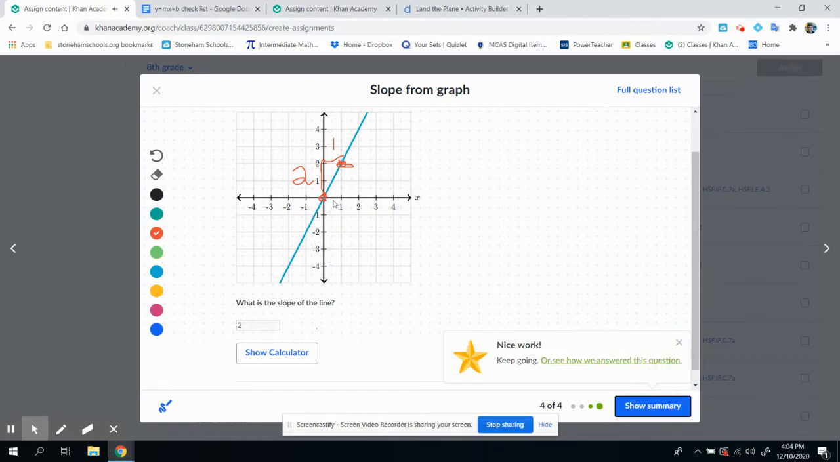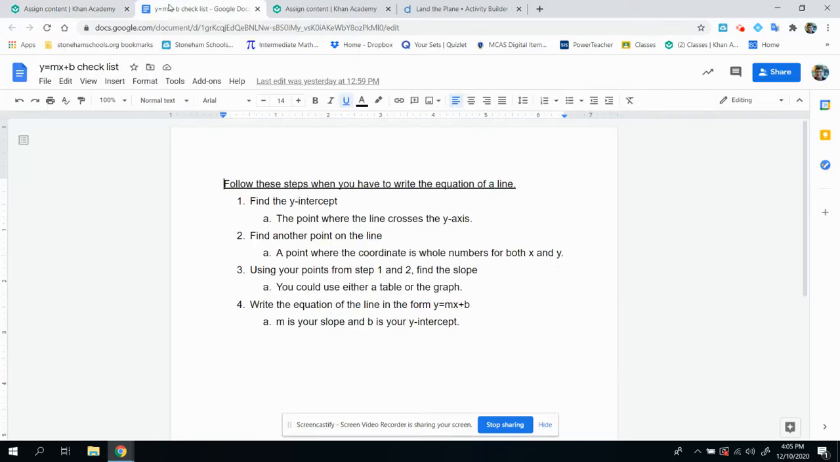Great. So you want to go back to that slope assignment, try to score at least a 70, and definitely come see me during advisory if you're having trouble finding slope. This is a new skill, and I think you guys can work through it and be able to find slope here.